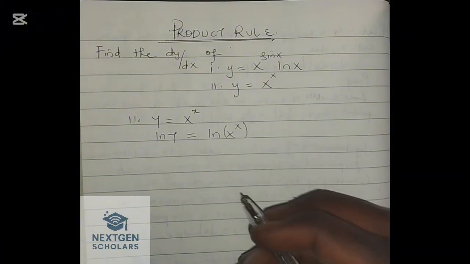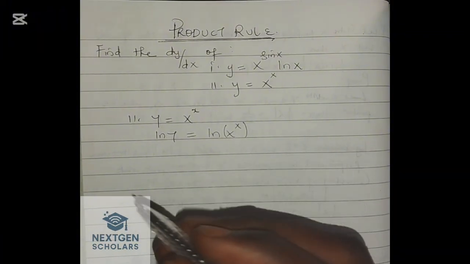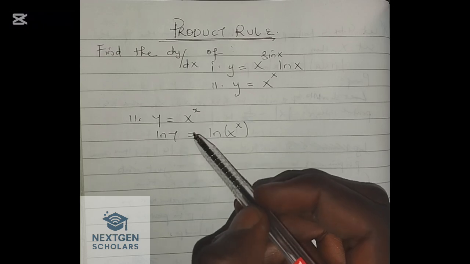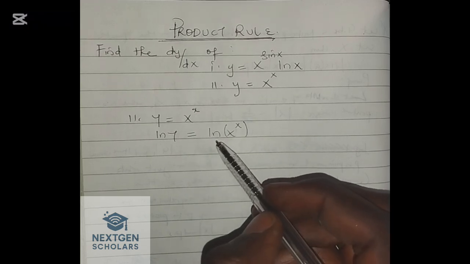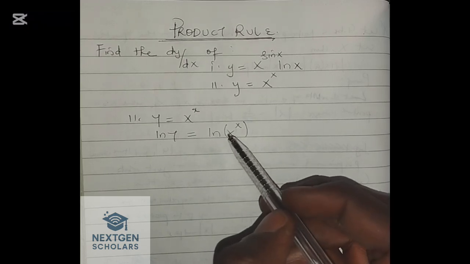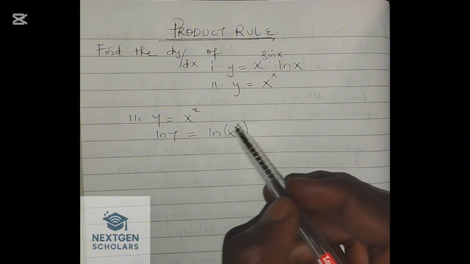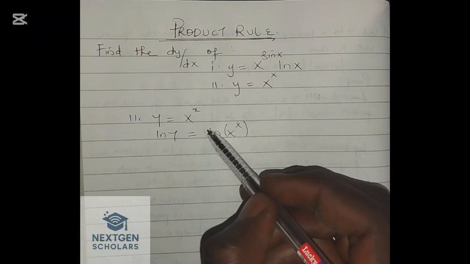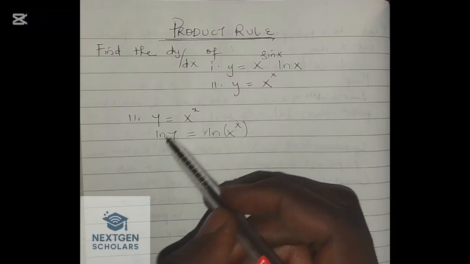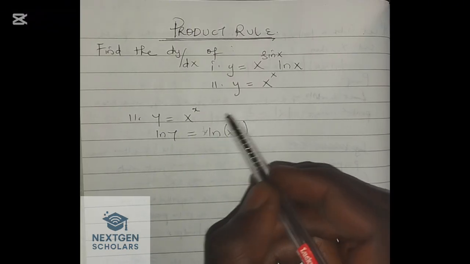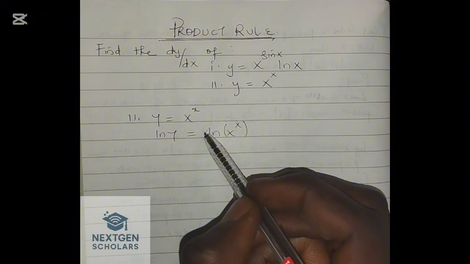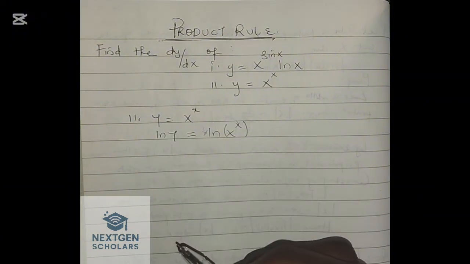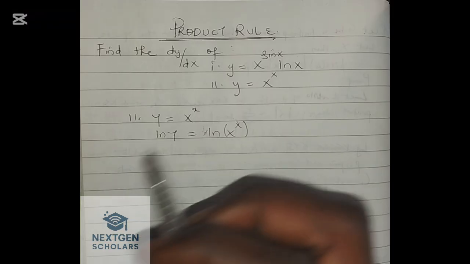Why did we make this move? We made this move because the power here is really disturbing. But the law of logarithm says that we can bring the power down. By applying log to both sides, I can bring this power down and it becomes x ln x. The idea is just to bring down this power, because without that we can't solve this problem.